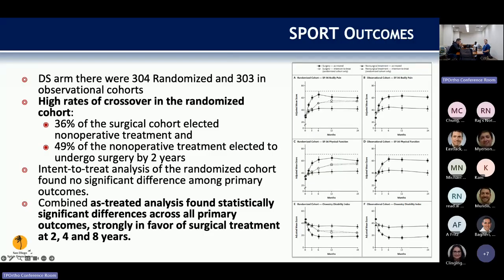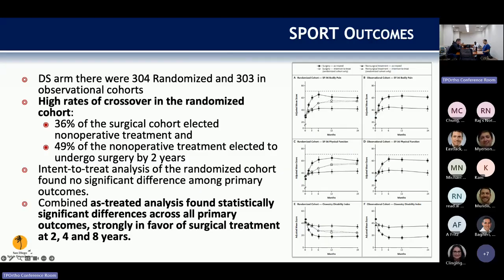What they found is that there was actually a really high rate of crossover in the randomized cohort. 36% of the patients in the surgical cohort elected non-operative treatment, and 49% of the non-operative group elected to undergo surgery by 2 years. So that's like half of the patients.